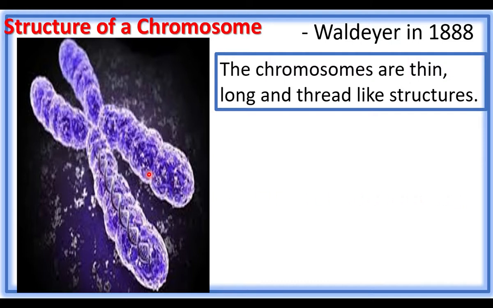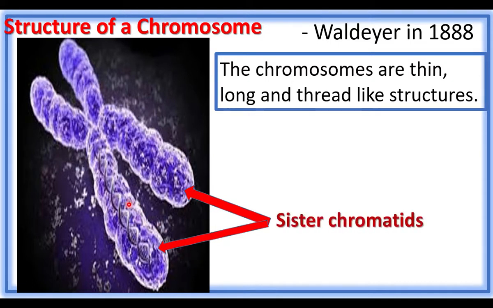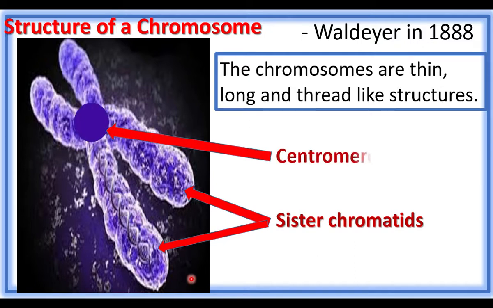And this is a single chromosome. The chromosome has two identical structures, the left side and the right side, called chromatids. These chromatids are called sister chromatids because they are identical. And the chromatids are connected by the centromere. The centromere connects the two chromatids.